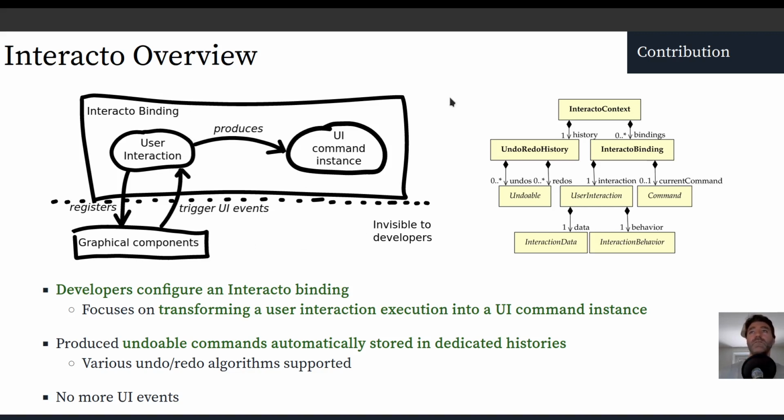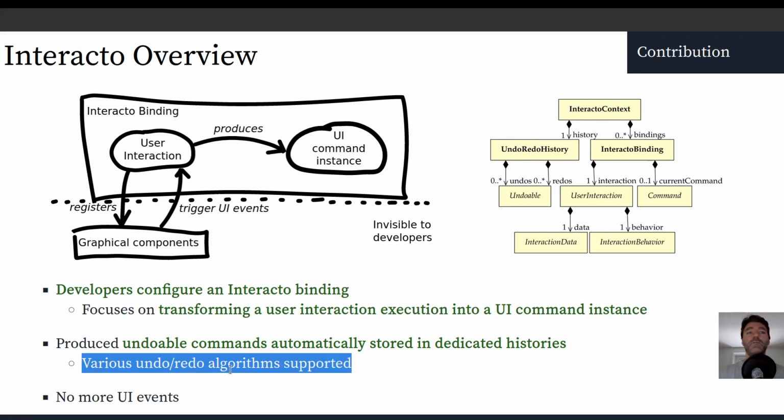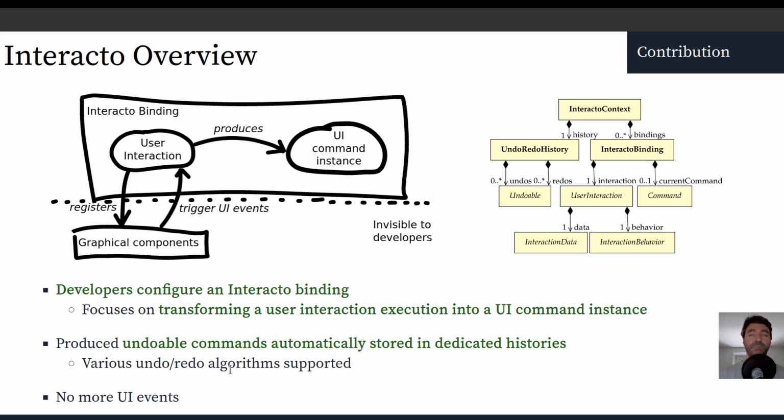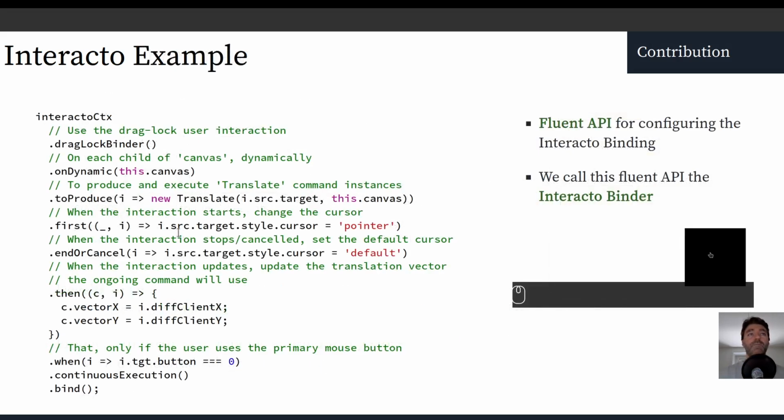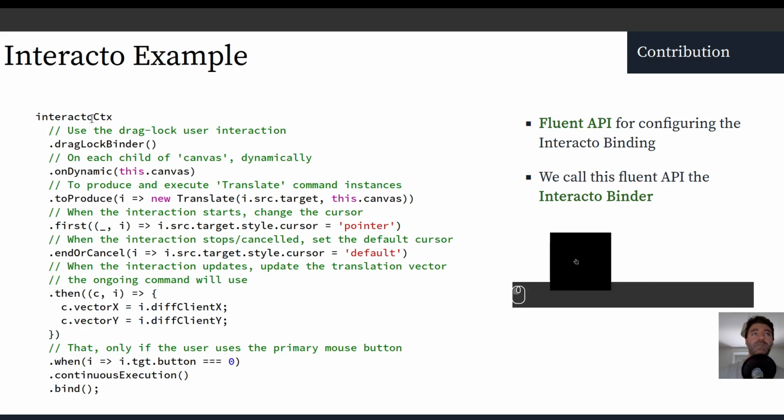Interactor bindings are stored in one Interactor context that also provides one undo-redo history, and developers can select the undo-redo algorithm they want. Using the previous example in Interacto, this gives the following code.